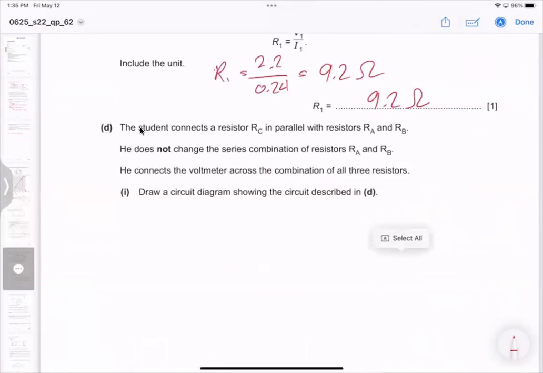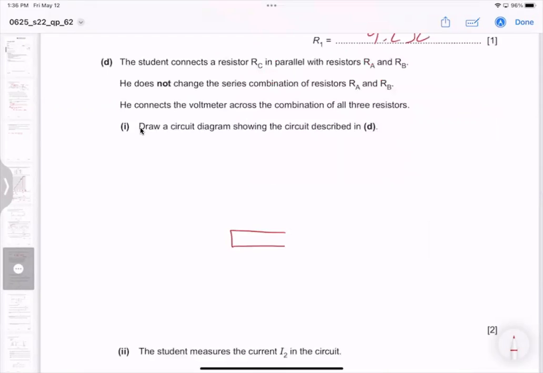Okay, the student connects a resistor RC in parallel with the resistors RA and RP. Okay, in parallel with these two, RC, he doesn't change the series combination of resistors RA and RP. He connected the voltmeter across the combination of the three resistors. Draw a circuit diagram showing the circuit described. So we have the two resistors, and the third, they are connected in parallel.